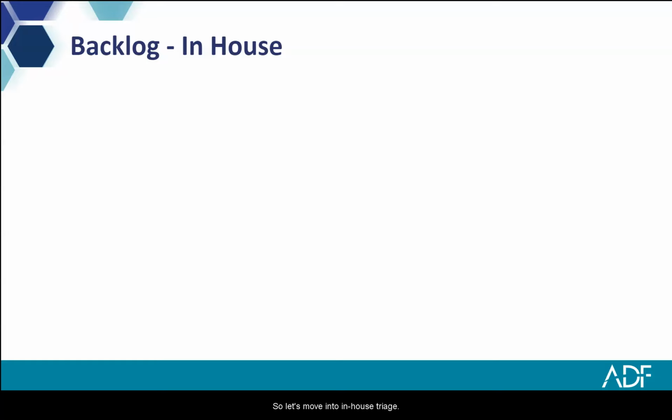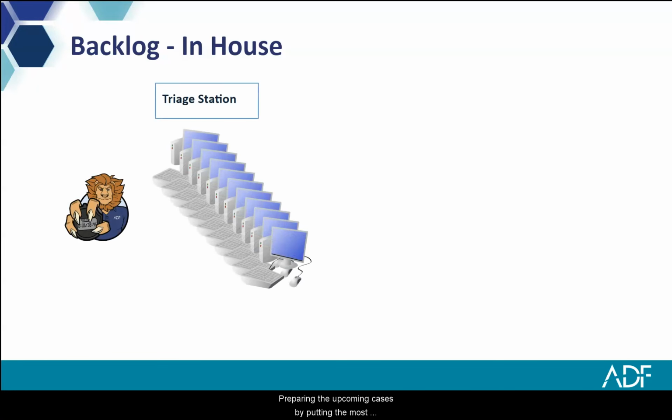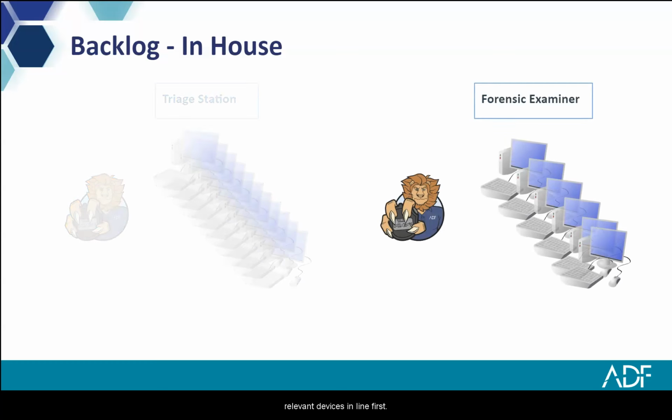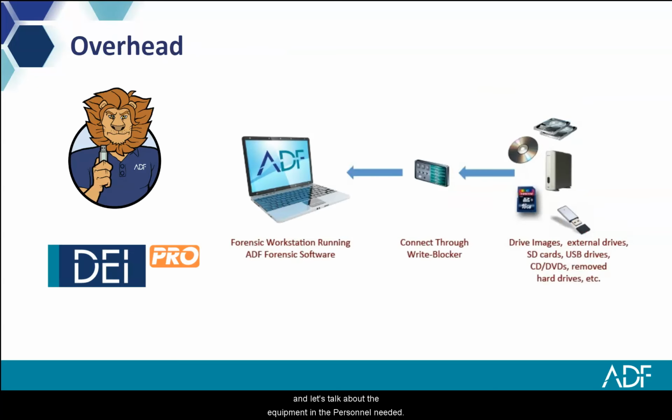So let's move into in-house triage, preparing the upcoming cases by putting the most relevant devices in line first and eliminating those that are unnecessary. And let's talk about the equipment and the personnel needed. You're going to need Digital Evidence Investigator, a write blocker, any computer with 8 gigs of RAM, and USB devices to be used as the collection keys. As far as personnel, you can do this, or somebody with the digital forensic experience and evidence knowledge, such as your investigators that are doing these cases.